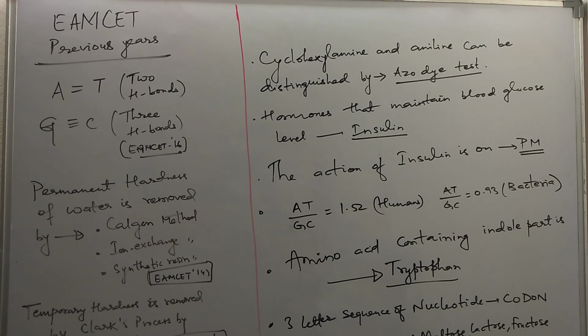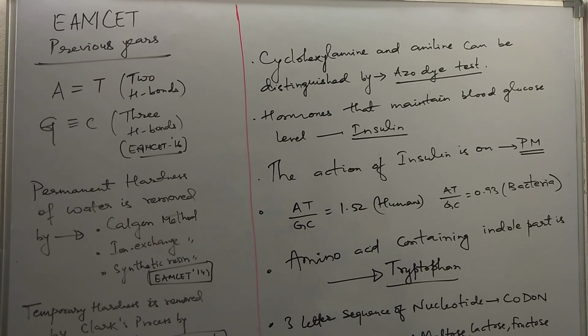Hydrogen and deuterium, H2 and D2, have the same bond length. The next question asked how cyclohexylamine and aniline can be distinguished. They can be distinguished by the azo dye test.